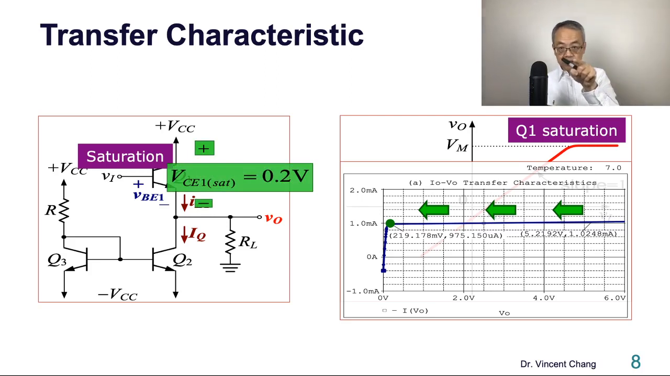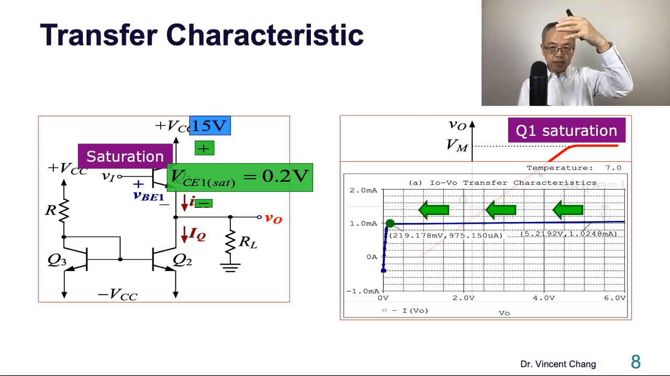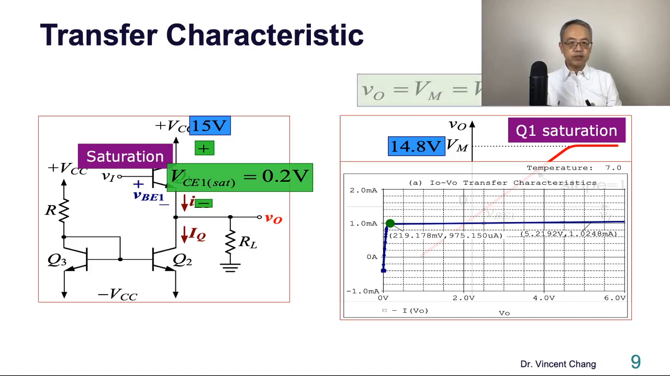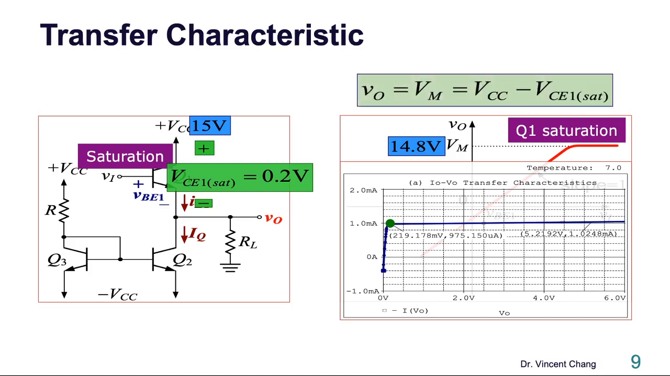For the simulation, it's 0.219 volt. So 0.2 volt, and let's say the VCC is fixed at 15 volt. Then what's the value for the output voltage? It would be 14.8 volt, which equals 15 minus 0.2 volt.